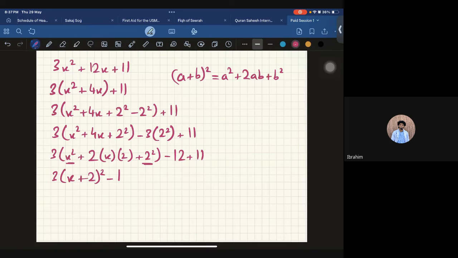Achha. Now we need to compare this with the general formula. The general formula is a(x minus h) square plus k. Now there's a slight problem over here. K toh simple hai. K over here will just be minus 1. What do you guys think will the value of h be?